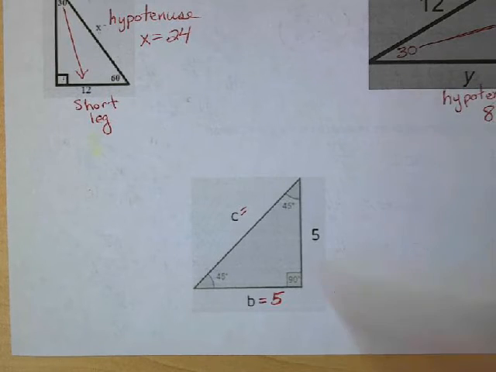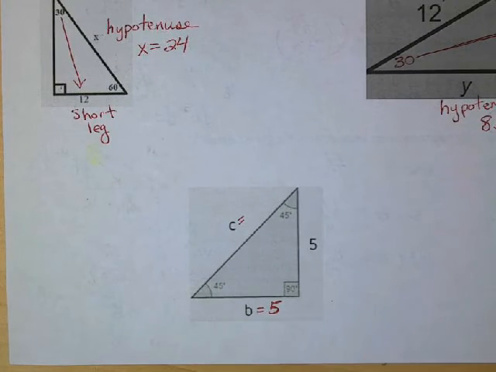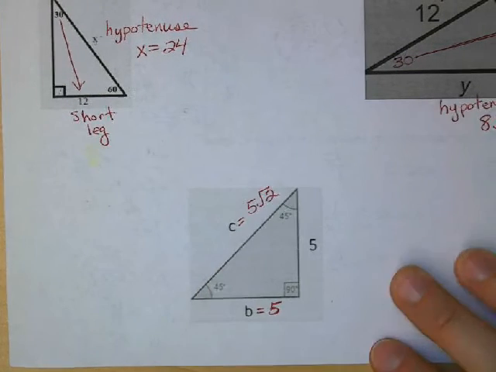So what do you think for C? Don't you just times it by 2? No? 5 square root of 2. Yep. Answer: 5 square root of 2.